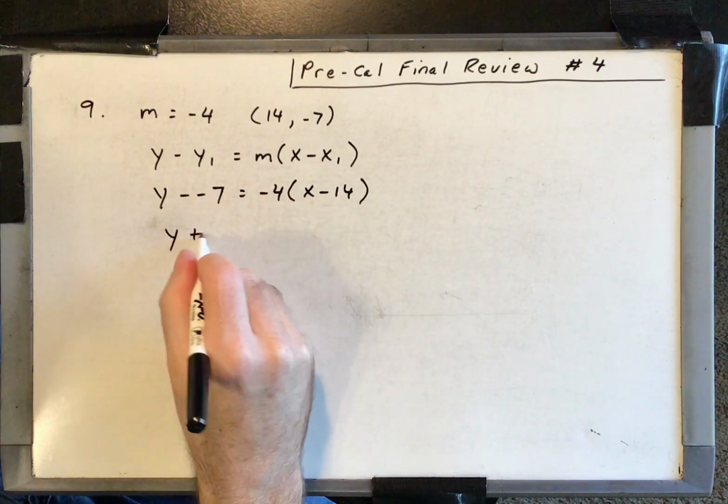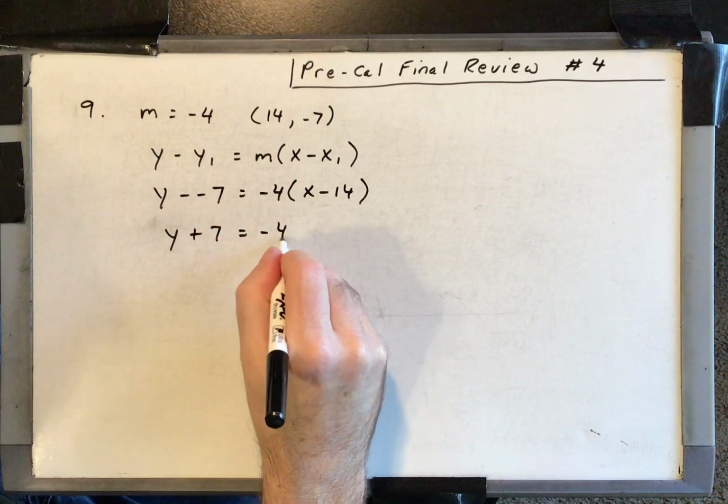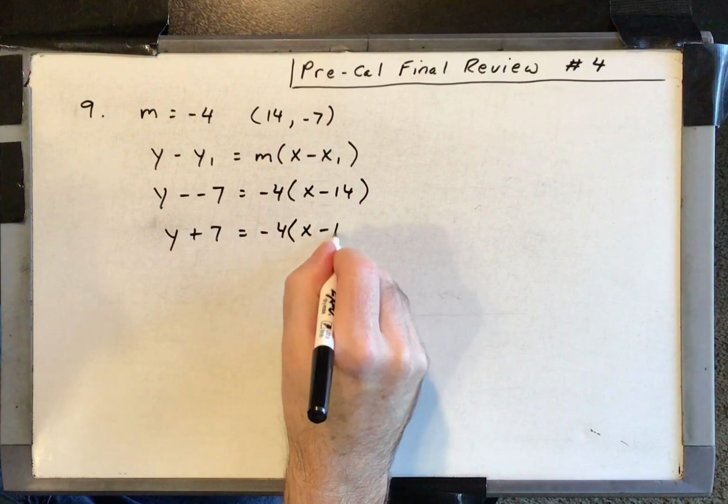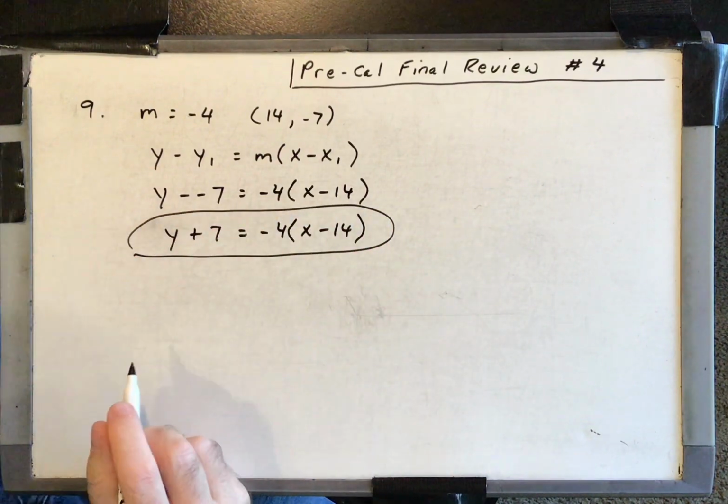All we have to do is clean that up just a little bit. 2 minuses make a plus. You don't have to do anything with the right side of the equation. It is fine. And there you have it.